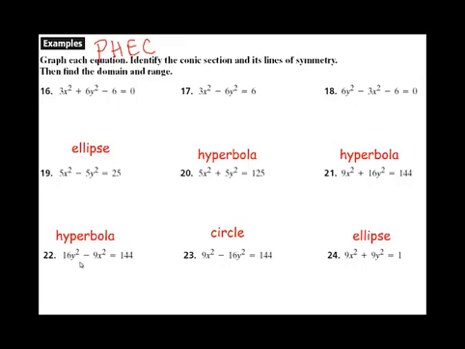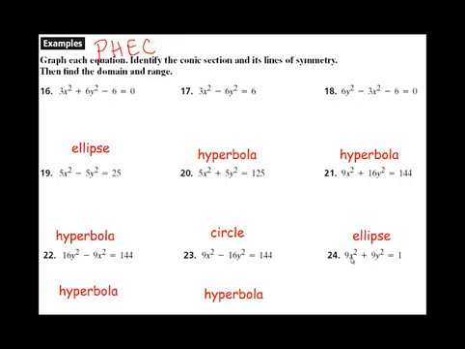Okay, so question number 22, we have two squared variables, so it's not going to be a parabola, but with these two squared variables, we have opposite signs, so that will be a hyperbola. Question number 23, we have two squared variables, not a parabola, but they're opposite signs, so that's a hyperbola.